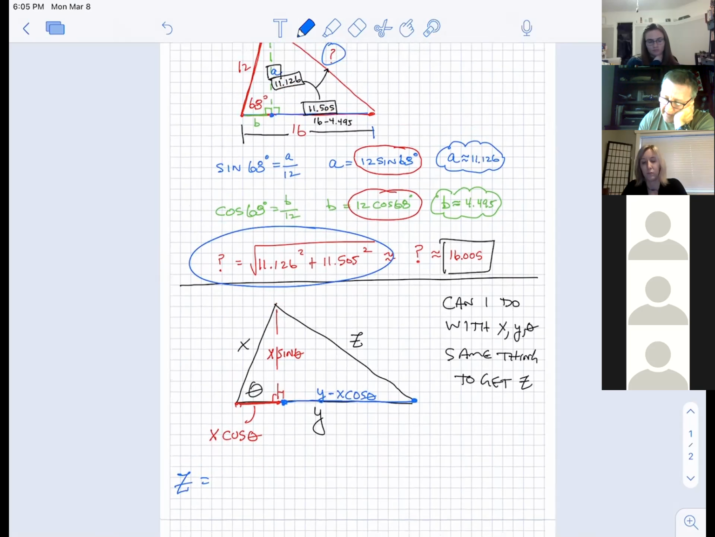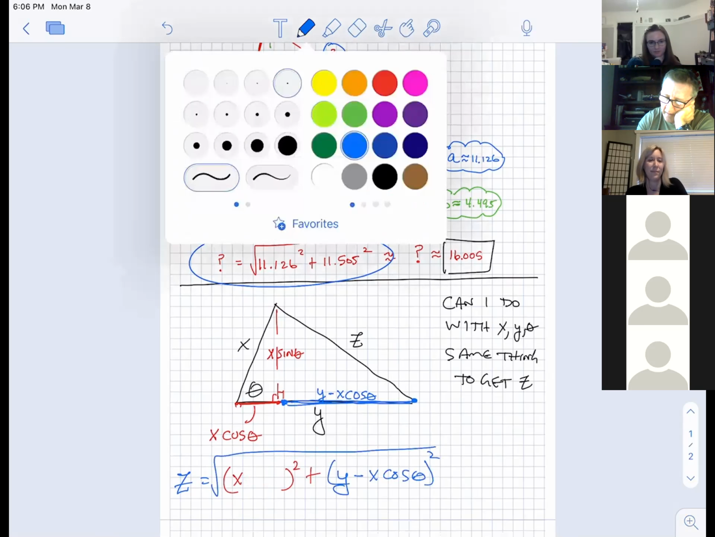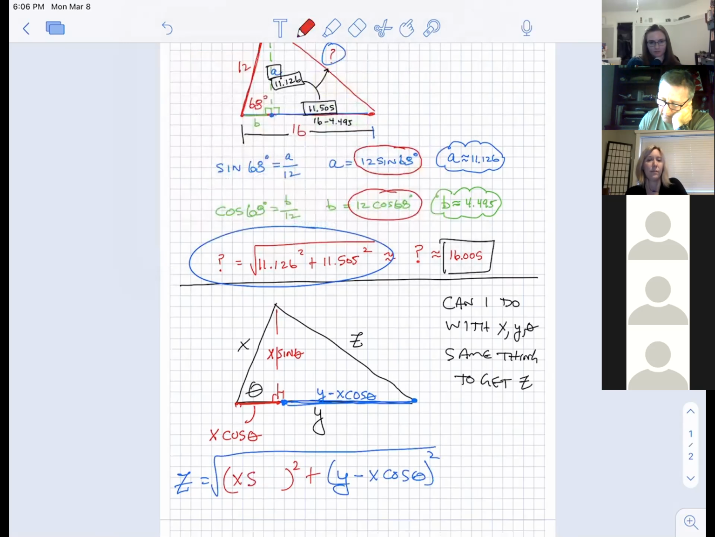It's just for us, that's x times the cosine of theta squared plus this second length here, y minus x cosine of theta, squared, and square rooted. Do you mean x sine theta squared for the thing written in red? Yes, I do. You got excited. Thank you for catching that. Right, x times the sine of theta.